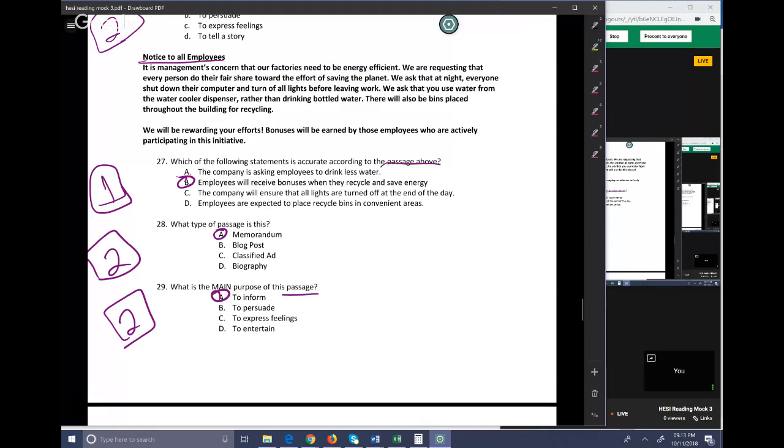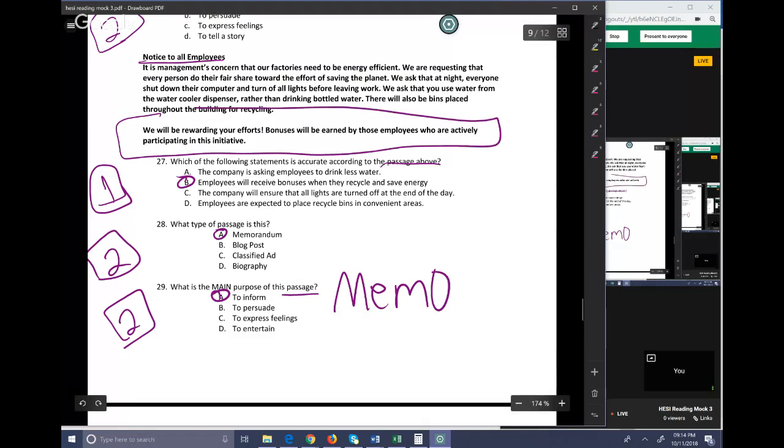Remember, it's a memo. Memos inform. So even if they want you to do something, which most memos really, if you think about it, they do want you to have a particular response, they're giving you the information about what's changing, what they want you to do or don't want you to do. They're giving you info about the consequences. In this case, the consequence is a reward for acting in the manner that they want you to.